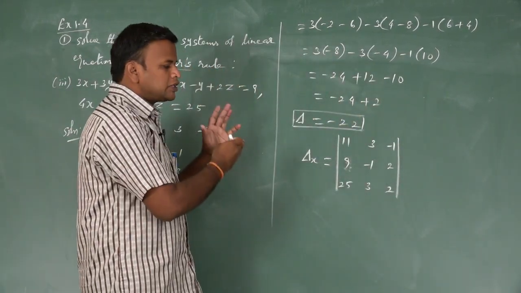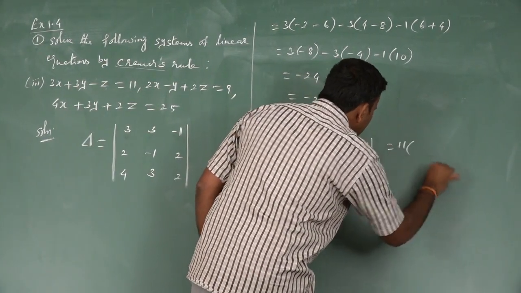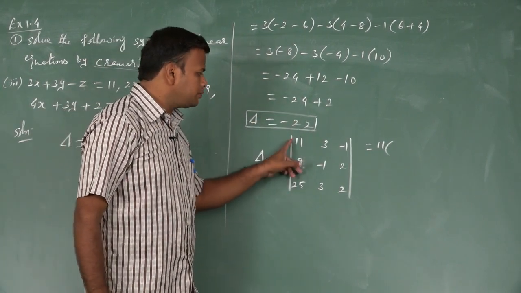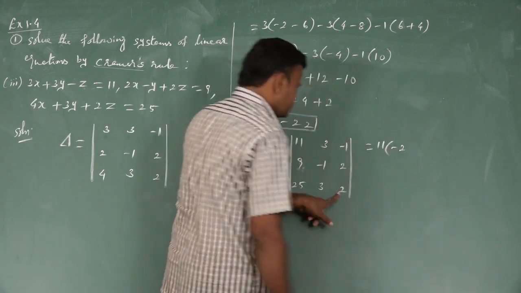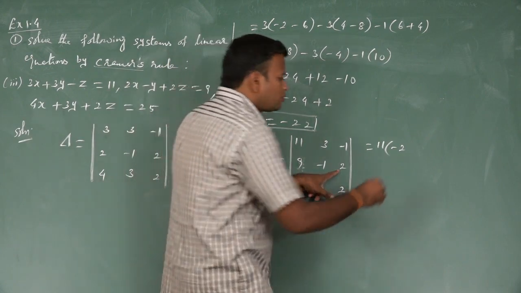Now we find this determinant value. I find here 11 of. We leave this column and this row. Minus 1 into 2, minus 2. We multiply these two elements with a minus, and 3 2s are 6 with minus, so minus 6.